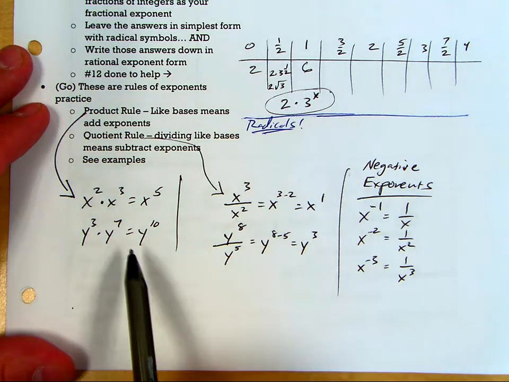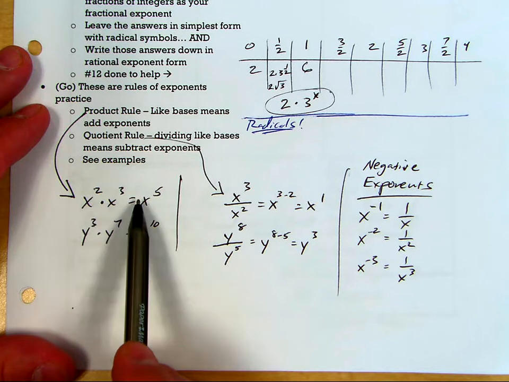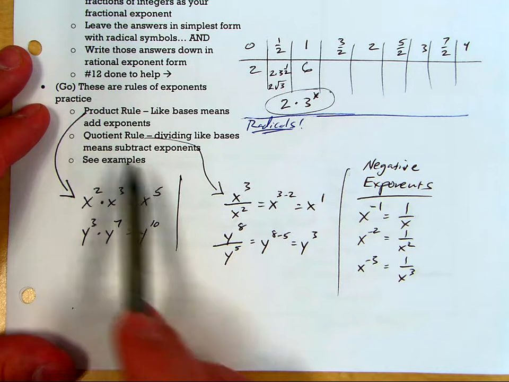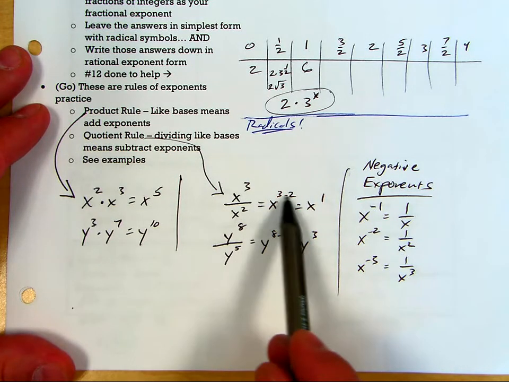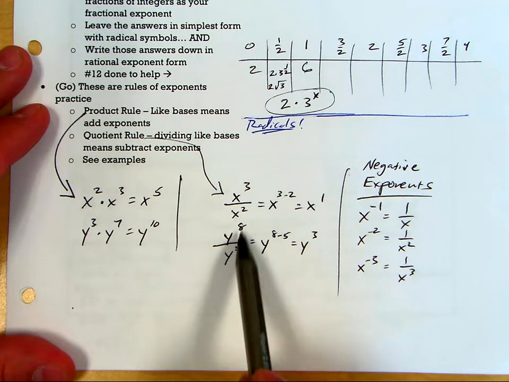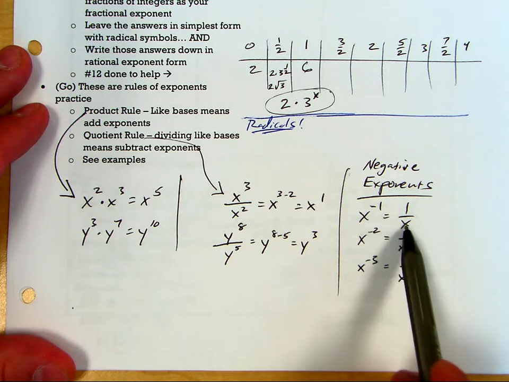Okay, here are some of them written down. Product rule, if I have like bases, I add the exponents. See those right there? Quotient rule, if I'm dividing the like bases, I subtract the exponents. 3 minus 2, 8 minus 5. You always start from the top to subtract. Negative exponents, I flip it to the other side of the fraction bar.